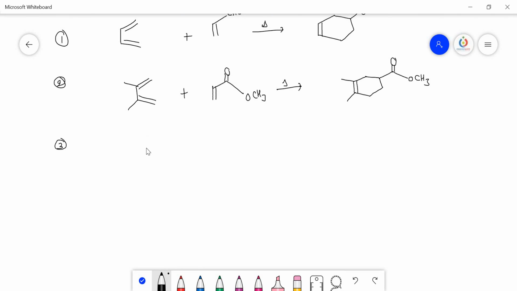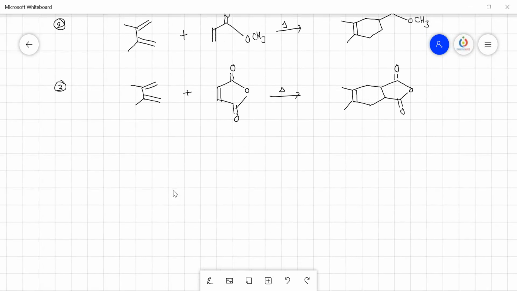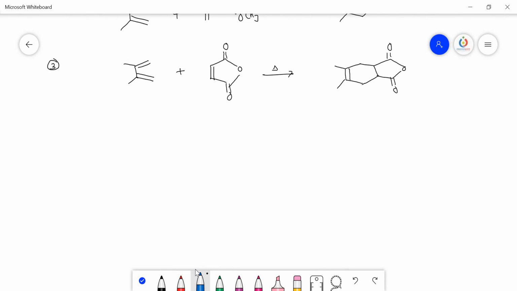So third one, let's take one more reaction. Heat it. This is also more reactive because the electron withdrawing group is so much stronger than this one. So the molecule that we are going to get here is, this is the molecule. Now let us see some of the features of this particular reaction. So main features, I'll write down here. Main features of the reaction.